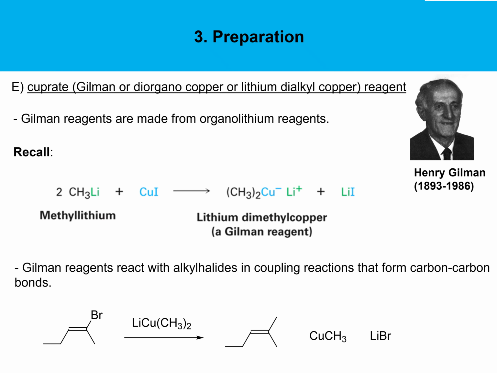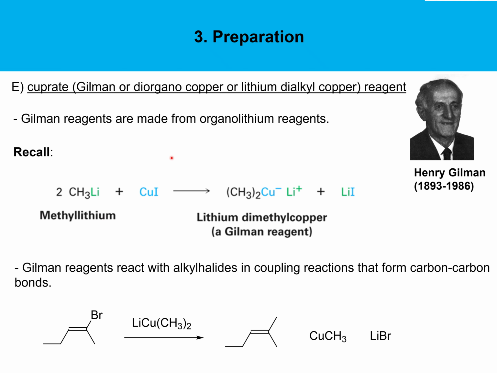Another method to make aldehydes and ketones, specifically ketones, is by using a reagent called the Gilman reagent. Sometimes we call it cuprate or diorgano copper reagents or lithium dialkyl copper reagents. So there are many names for it. And before we get into the reactions of using a Gilman reagent to make a ketone, let's first talk about how these Gilman reagents are made.